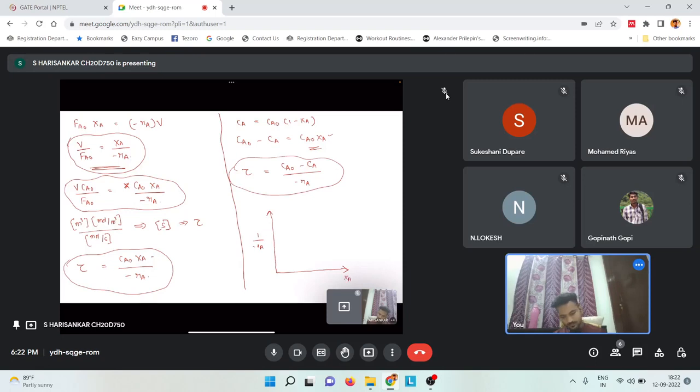It will come something like this. So we'll get the operating curve like this.